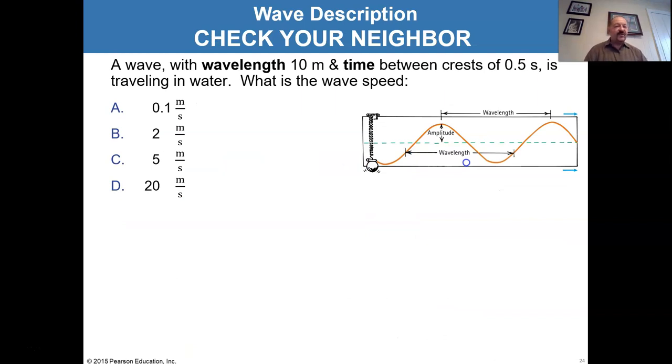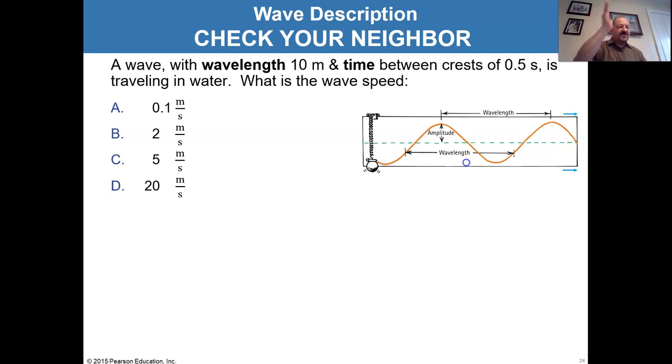All right, so a wave with a wavelength of 10 meters, from crest to crest is 10 meters, one repeating unit, 10 meters, and a time between crests is 0.5 seconds, half a second. It's traveling in water. What is the speed of the wave? What's the wave speed? All right, well, you see the wavelength is given to you directly, but frequency is not given to you. It says the time between the crests. That's the time it takes one wave. That's what between the crests means.